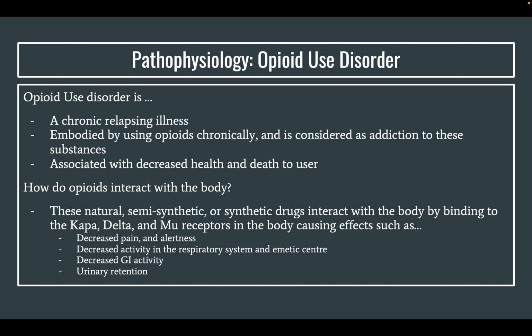These natural, semi-synthetic or synthetic drugs interact with the body by binding to the kappa, delta, and mu receptors in the body, causing effects such as decreased pain and alertness, decreased activity in the respiratory system and emetic center, decreased GI activity and urinary retention.